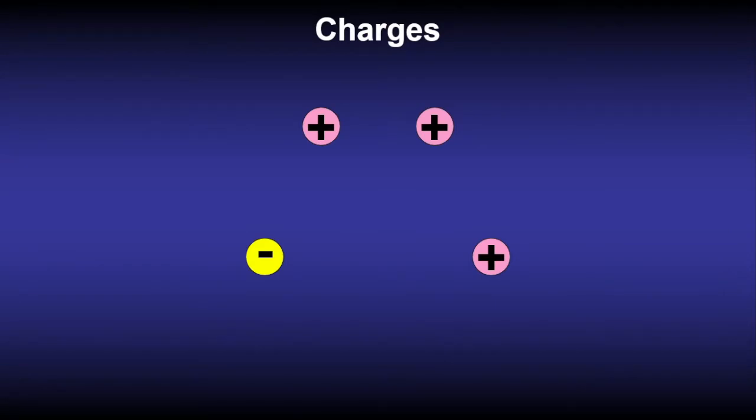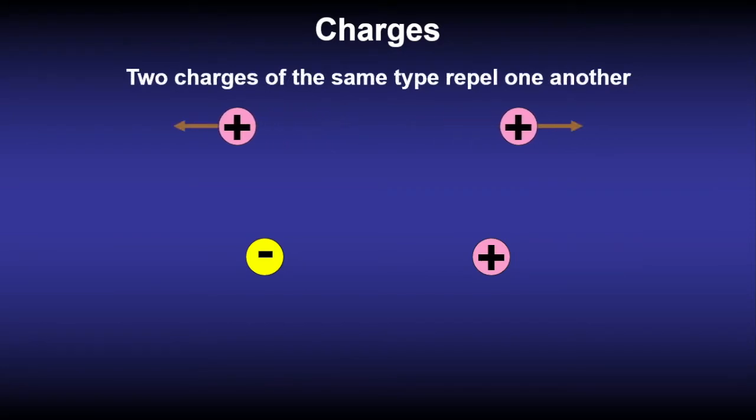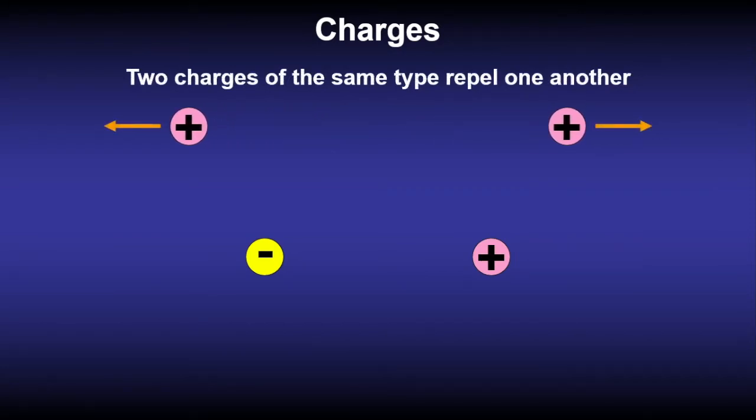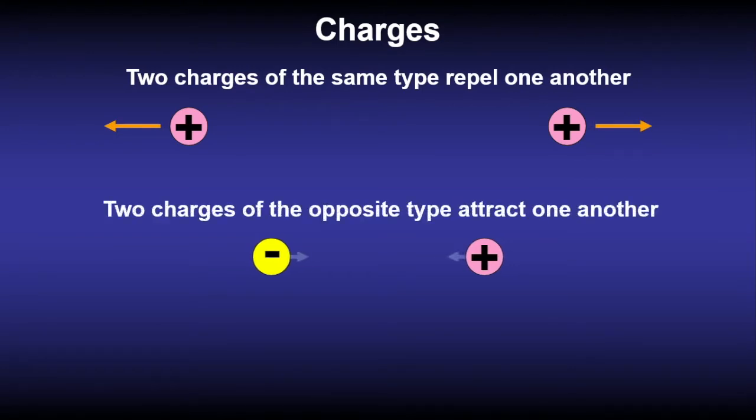So what I want to talk about first are charges, and we can see here that we have a few charges. We have two positive charges on top, and then a positive and negative charge on the bottom. And we know that two charges of the same type will repel one another, just like we saw, and two charges of the opposite type will attract one another, just like I showed here.